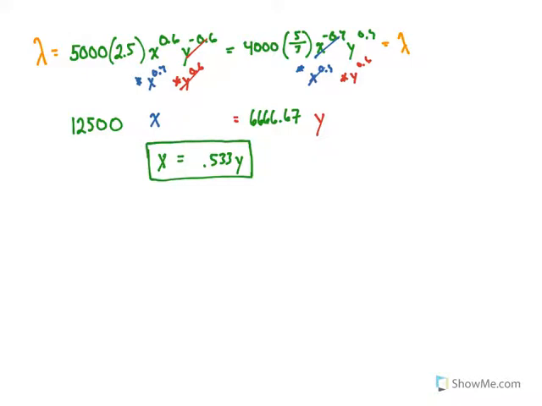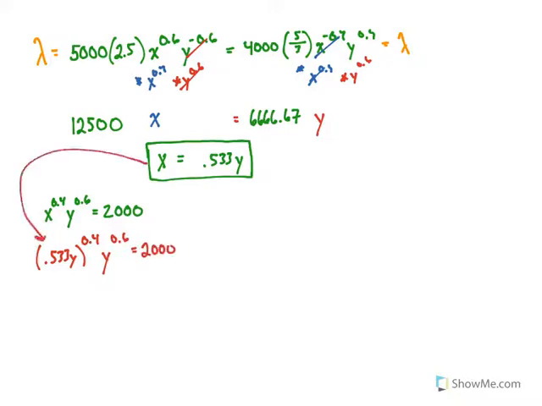All right. Now we're going to use the other equation there, the fact that x to the 0.4, y to the 0.6 was equal to 2,000 to solve for x and y here. So here we have that 0.533y to the 0.4, y to the 0.6 would be equal to 2,000. That's plugging in x is equal to 0.533y. And this will give us 0.533 to the 0.4, y to the 0.4, y to the 0.6 equals 2,000.